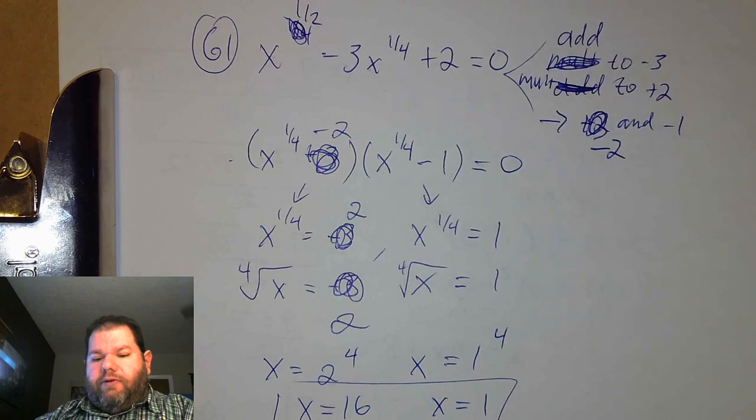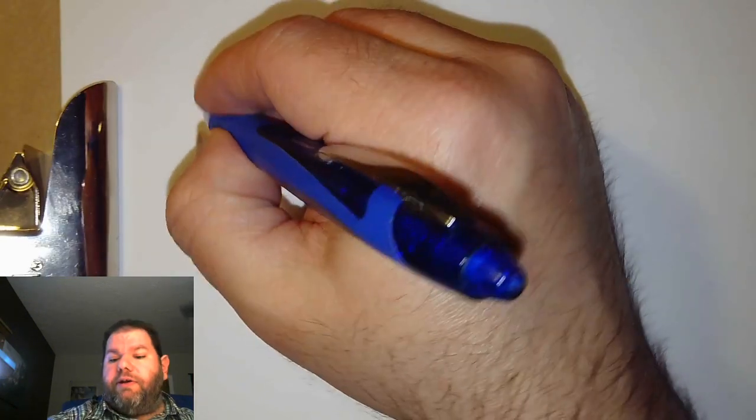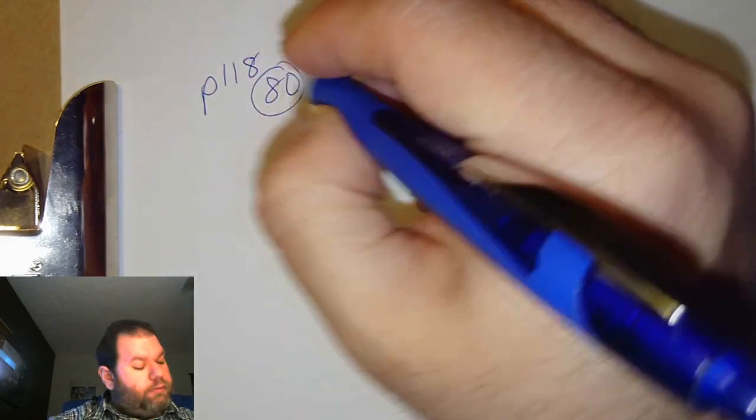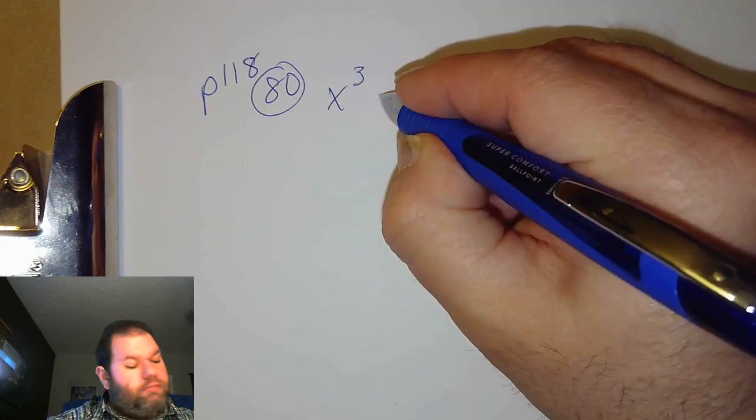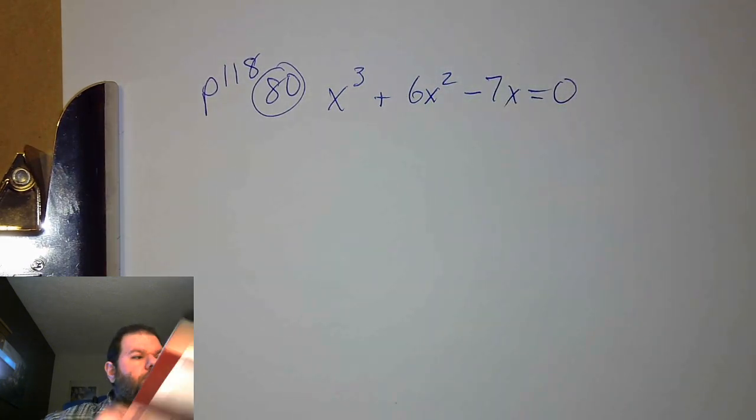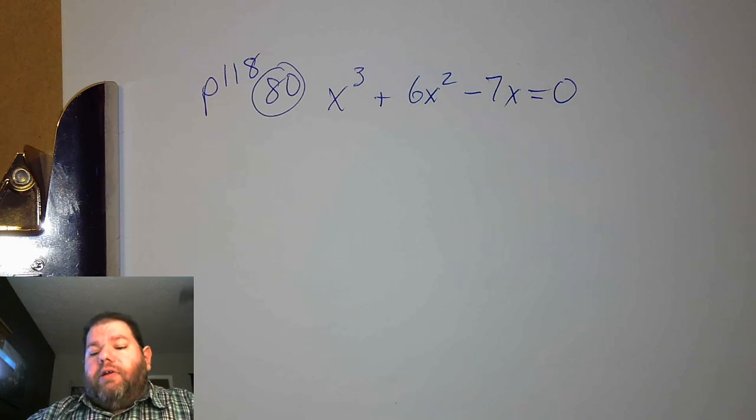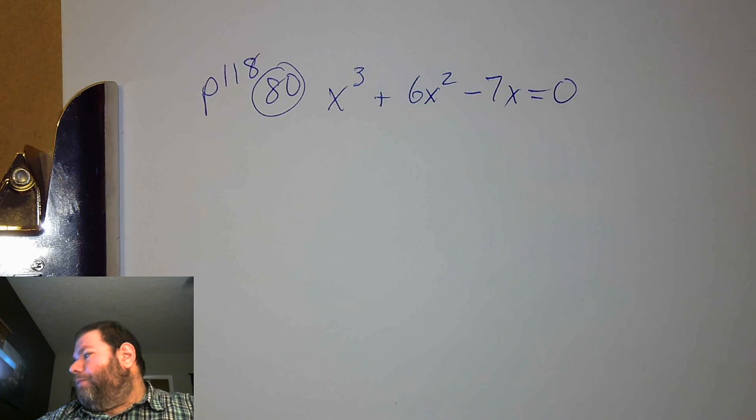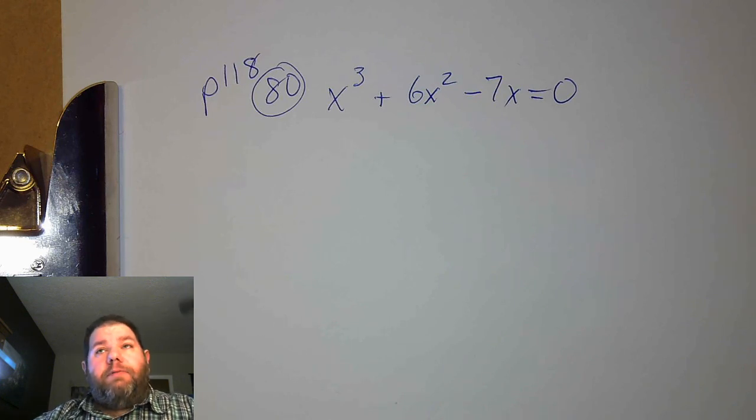Yeah, so let's look at those before we go much further. So to begin with, I want to look at number 80 on page 118. And the idea here is that we want to look at a few what we call cubic equations, not quadratic, but cubic because they have x to the third power. And so, because of this, it does potentially change how we solve them.